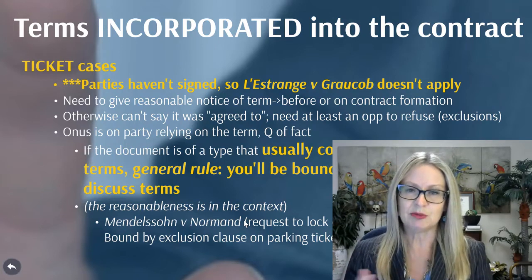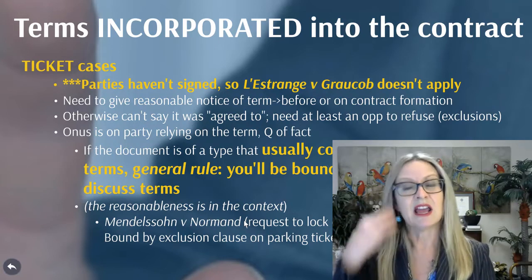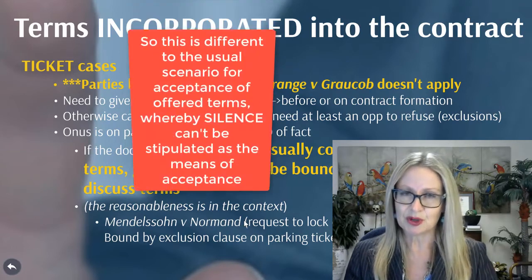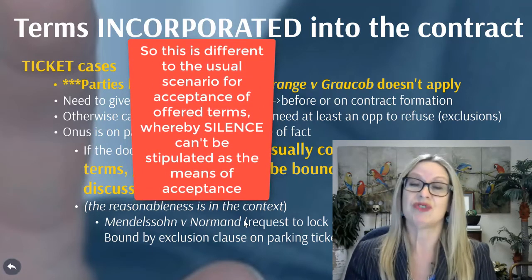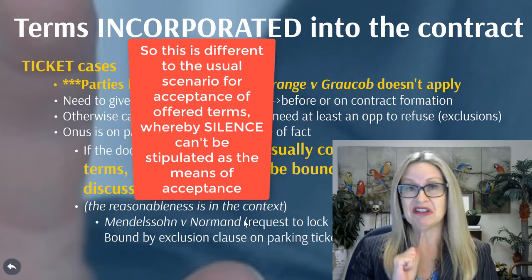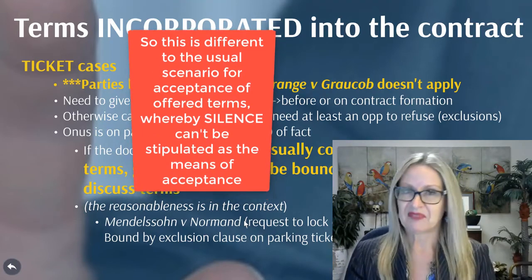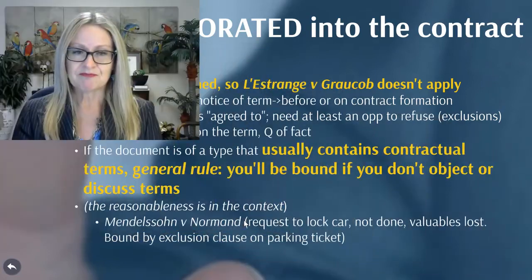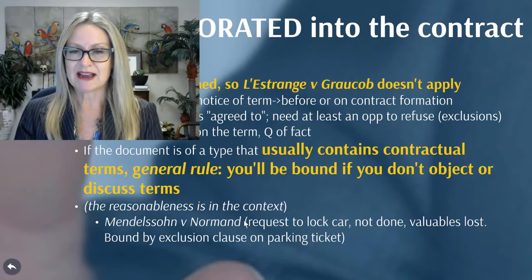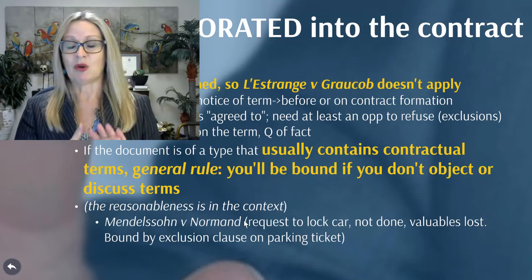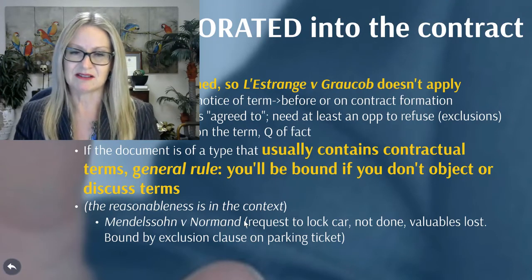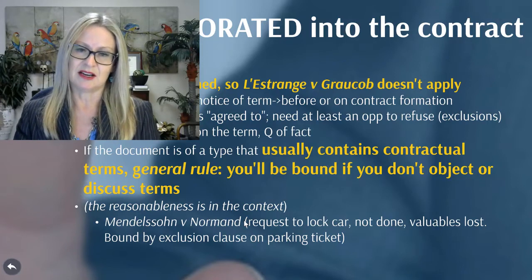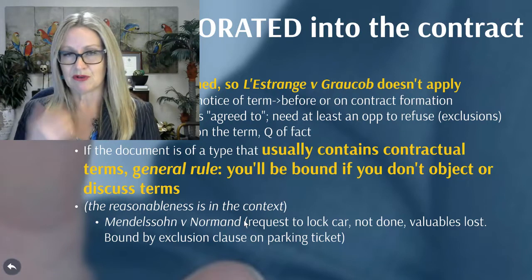The reasonableness is in the context. If that document that's been given to you is of a class of documents that normally has contract terms on it and you just take it, you don't object, then it's reasonable to assume that you have assented. In the Mendelsohn v Normand case, one of quite a number of car parking cases, there was a ticket that was given and the usual exclusion clause on the ticket, excluding liability for losses.